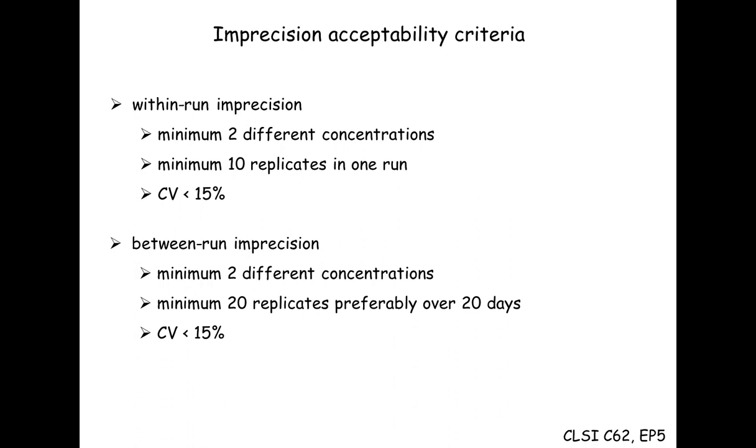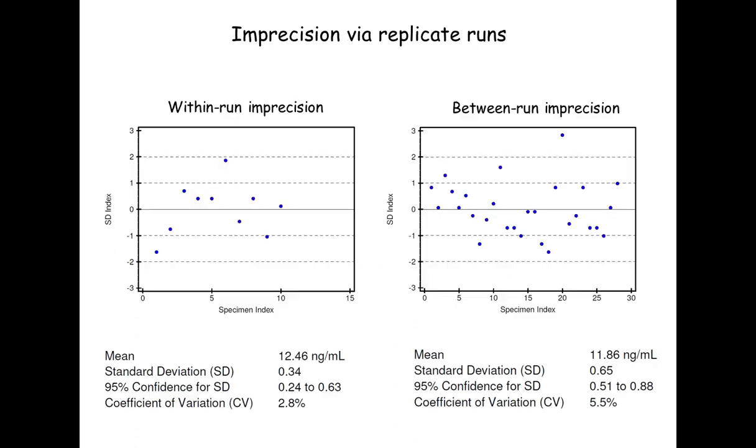For acceptability criteria for within-run imprecision, it's recommended that you run a minimum of 2 different concentrations with 10 replicates in one run or one batch, and the CV should be less than 15%. For between-run imprecision, again, you should run a minimum of 2 different concentrations with a minimum of 20 replicates, preferably over 20 days, and again, the CV should be less than 15%. For quantitative mass spec methods, we usually always have 3 levels of QC material in our laboratory, and so we do precision studies with the 3 different concentrations.